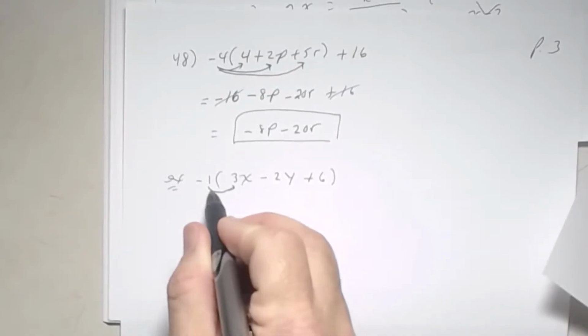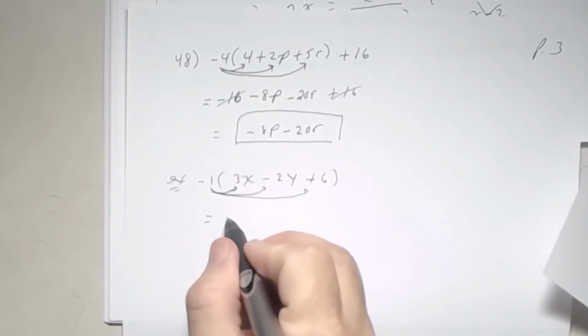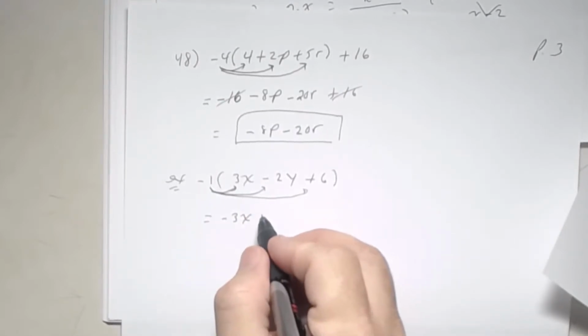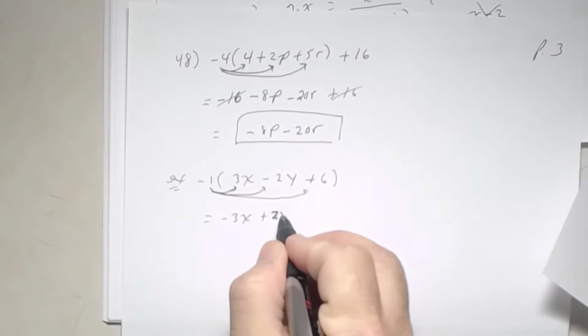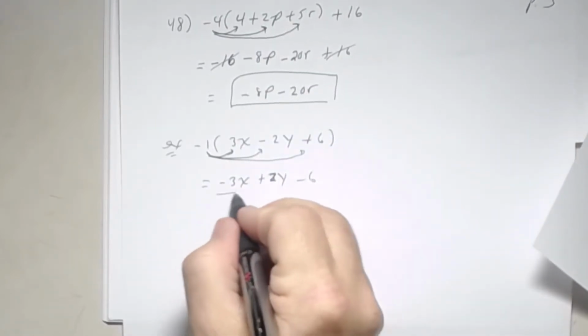So everything in here has to be multiplied by what? Negative 1. So negative 1 times 3x. Negative 1 times a negative 2y. Positive 2y. Okay, and negative 1 times a positive 6. Negative 6.